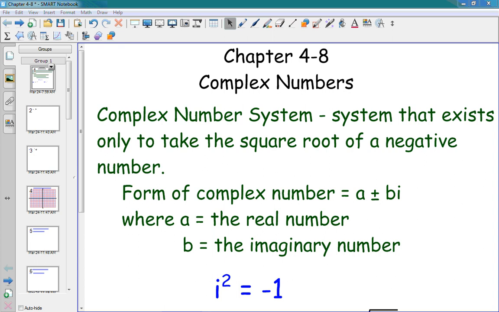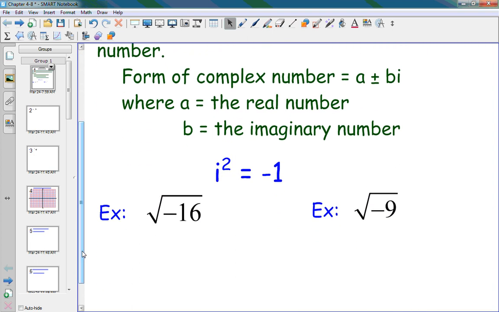Chapter 4-8, complex numbers. This is yet another number system we have, just like the real numbers, the natural numbers, and the integers. We have now what we call the complex number system. The complex number system exists only to take the square root of a negative number. The reason why is because we cannot take the square root of a negative number, so we have to formulate another way to do that. The form of a complex number is a plus or minus bi.